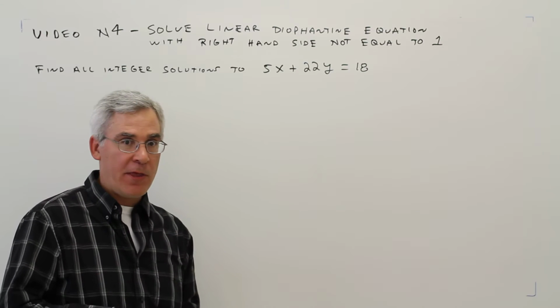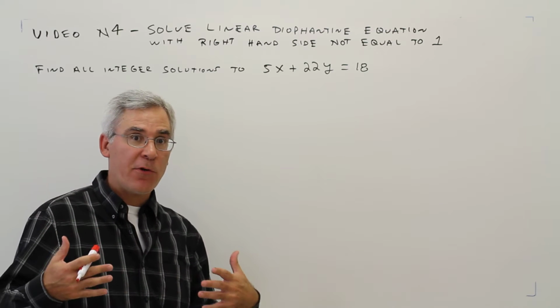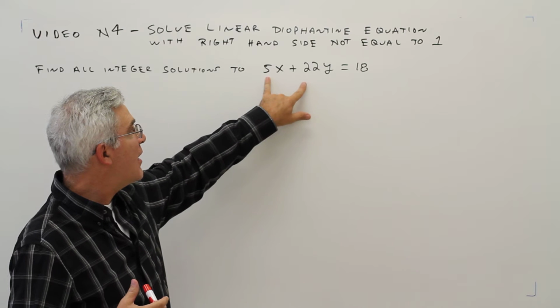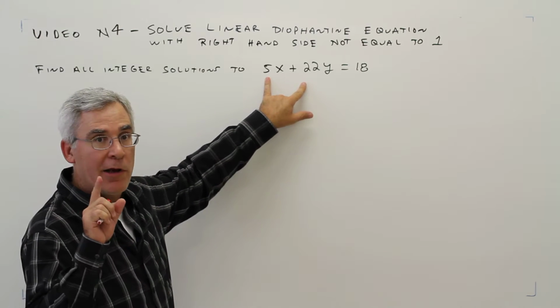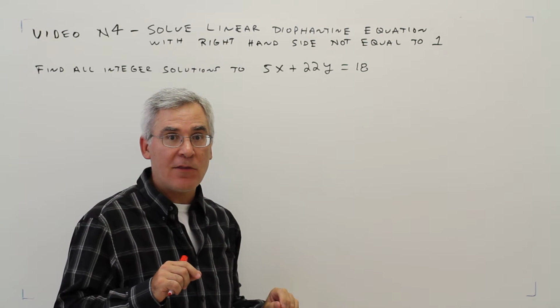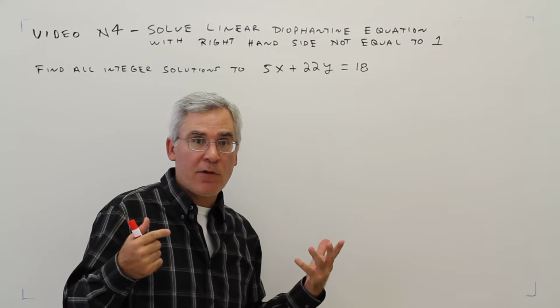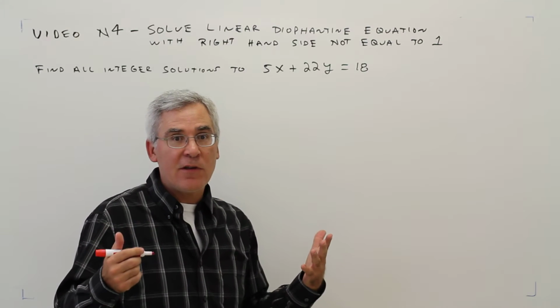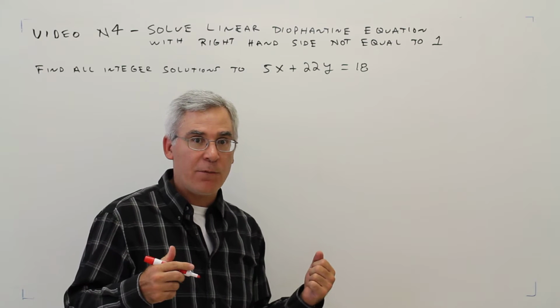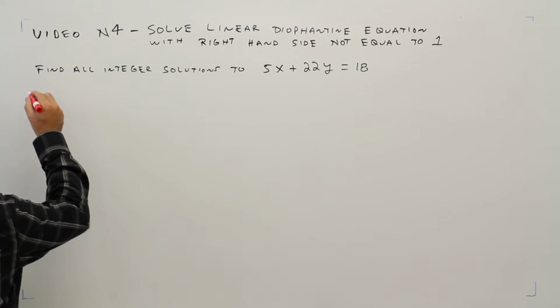All right, just to speed things up, step 1, let's see if there are solutions. The GCD of 5 and 22 is 1. 1 does divide 18. 18 divided by 1 is 18. So there is indeed a solution, which means infinitely many. Step 2.